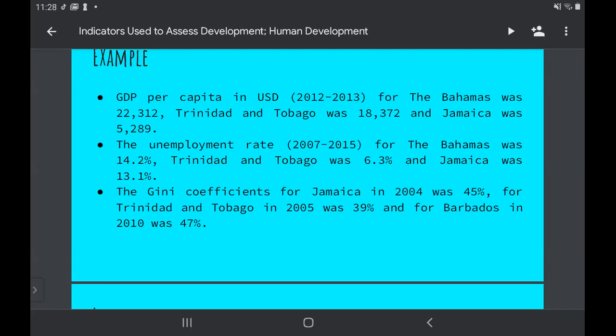The Gini coefficient for Jamaica in 2004 was 45%. For Trinidad and Tobago in 2005 it was 39%, and for Barbados in 2020, it was 47%.